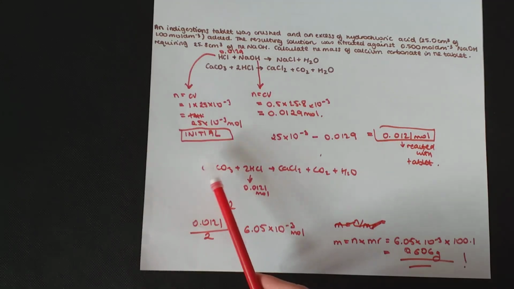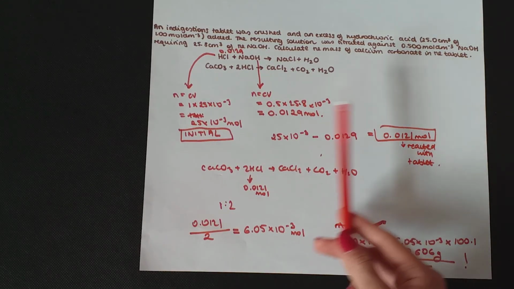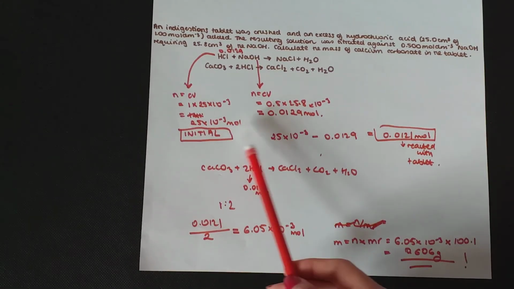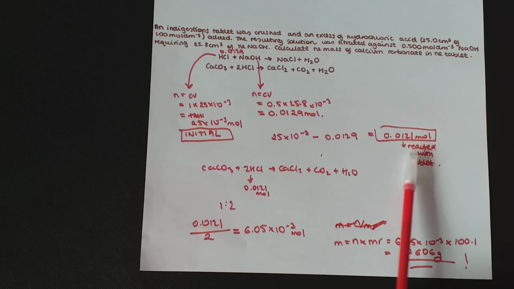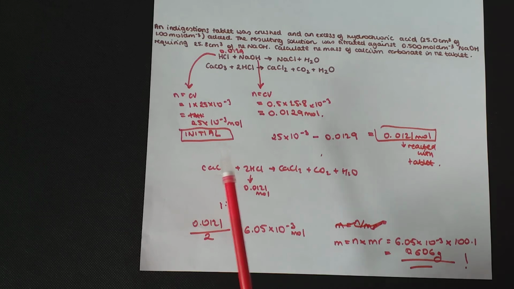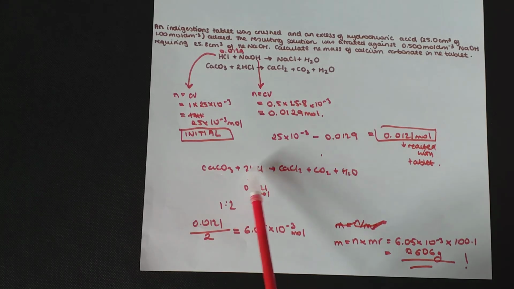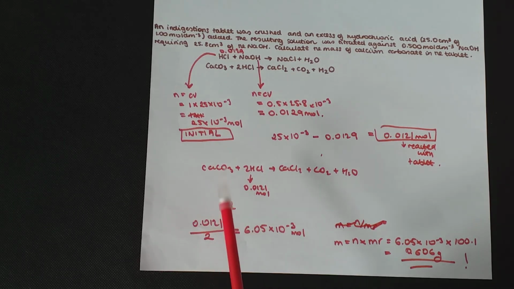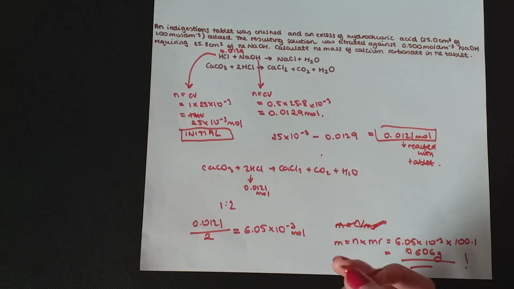So this question might seem really confusing, but when you look at it, you were given what you had at the beginning. You were given what then reacted with sodium hydroxide. The difference must be what reacted with the tablet. Then you use the other equation with the tablet. This is the calcium carbonate in the tablet, reacting with hydrochloric acid. We knew the number of moles of this hydrochloric acid. Because the ratio is 1 to 2, we had to divide the number of moles by 2 to get the number of moles of calcium carbonate. And after you got that, you just use our basic equation to find the mass.